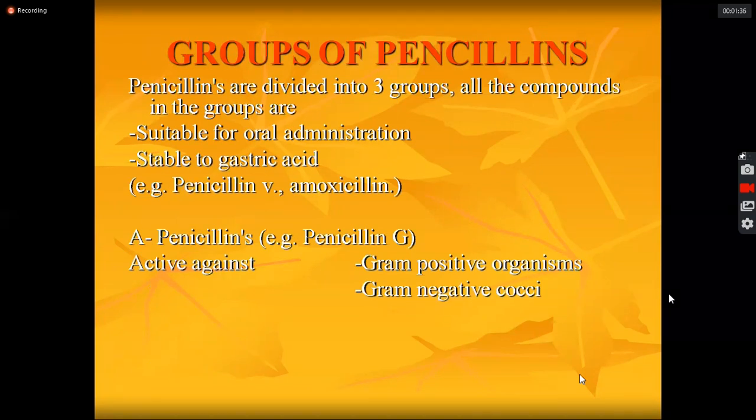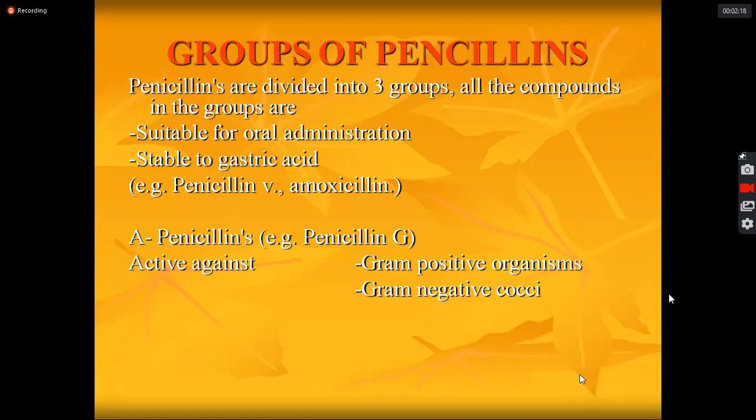The classification of penicillin on the basis of the spectrum means the bacteria that these penicillins would act on. So on the basis of spectrum, it can be divided into narrow spectrum and broad spectrum. For the narrow spectrum, you can search the book if you have time, or you can jot it down now. The narrow spectrum penicillins, which are effective against only a limited range of organisms, are penicillin G, penicillin V, oxacillin, nafcillin, methicillin, and cloxacillin.